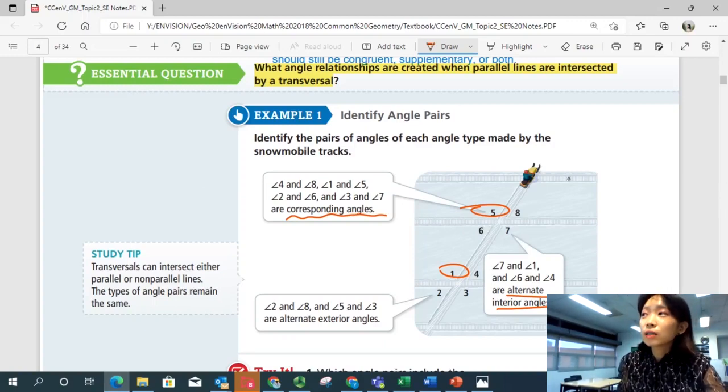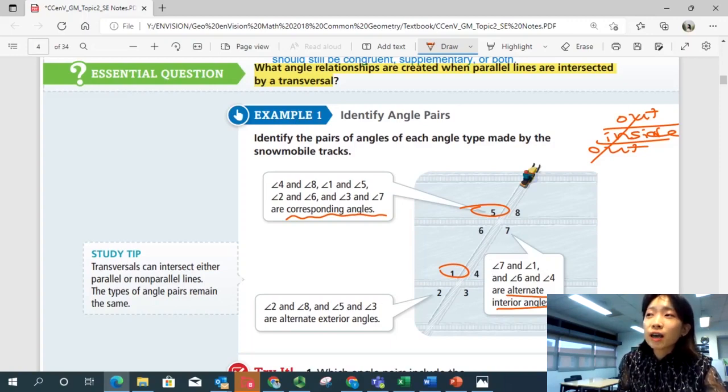So if you have these two parallel lines and a transversal, outside would be here. Outside, outside. And then inside would be between the parallel lines. And so alternate interior angles are 7 and 1 and 6 and 4. They're the only alternate interior angles from this picture, okay?